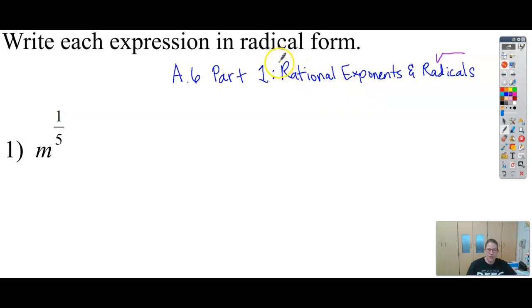Remember, the word rational has this word ratio within it. So a rational number is a ratio, and if it's a rational exponent, that means I'm going to have some base with an exponent that is a fraction. So we're going to see how these two things are related. So m to the 1/5 power is telling me that m is being raised to the first power, but also we're taking the fifth root of it. So both operations are happening at once.